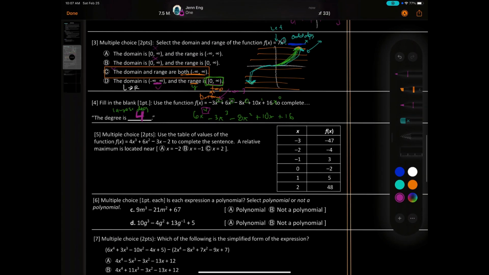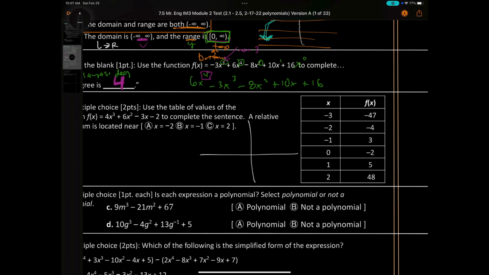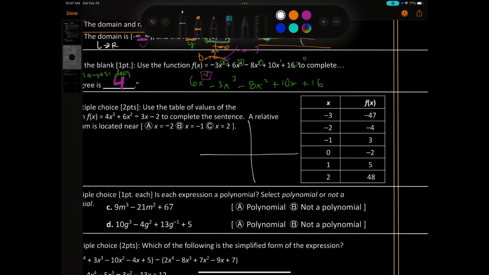Okay? Number 5, use the table of values for the function f of x equals 4x to the third plus 6x squared minus 3x minus 2 to complete the sentence. So again, this test was meant to be done without a graphing calculator. So you can just literally take this and graph it. I'm going to put positive 50 up here and negative 50 down here. So when I graph this one, negative 3, negative 47, something down here.